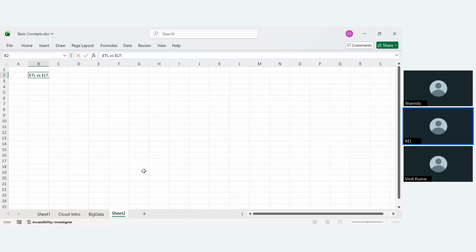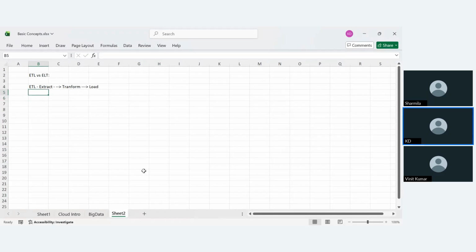Okay, so in ETL versus ELT, first of all, let's see what is ETL. So ETL is, as you know, extract, then transform, and then load.